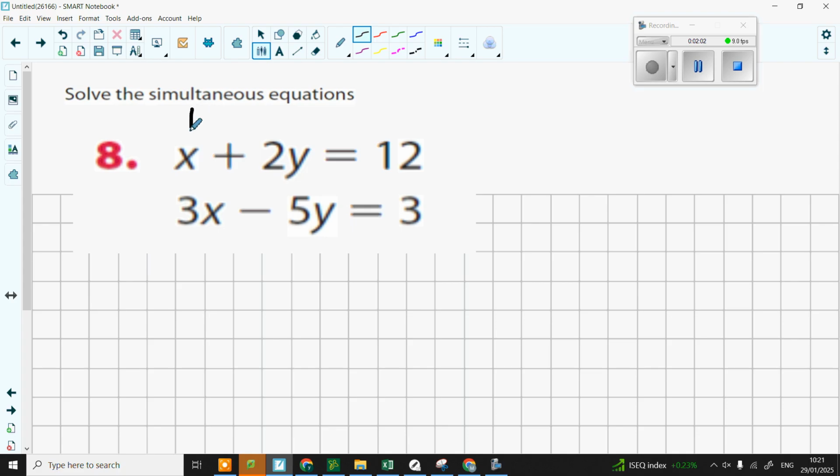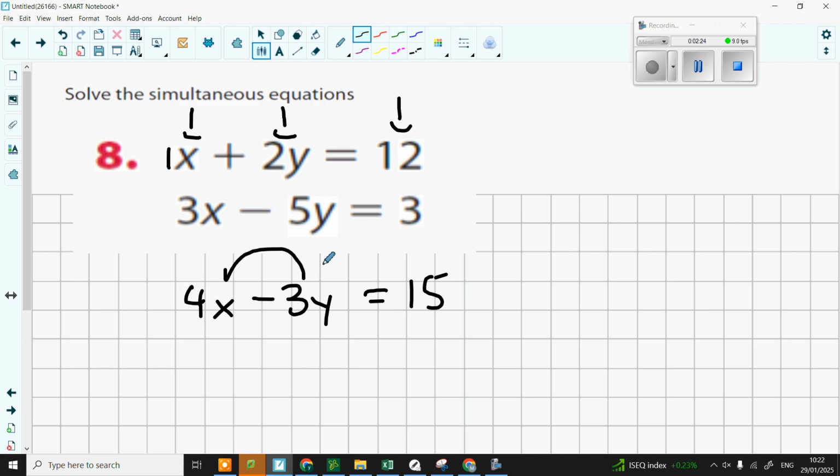Now, here we go. You looking? Okay. What happens if I add it downwards? Let's just add it downwards. 1x plus 3x, or 4x. 2y take away 5y, minus 3y, and then 12 plus 3. Now, we're not wrong, but it didn't do anything for us.